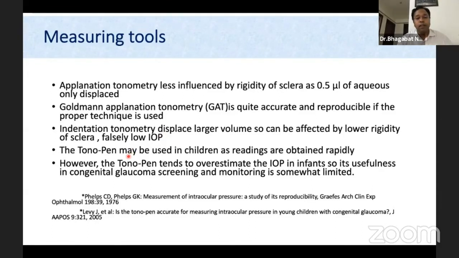And Tono-Pen, there are many papers with Tono-Pen because it is very rapid. You can use it with children. Although Tono-Pen acts as an applanation tonometer, it tends to overestimate the IOP in infants, so its usefulness in congenital glaucoma screening and monitoring is somewhat limited. Intra- and inter-observer bias are also there, and outside the normal range they don't work as well as applanation tonometry.